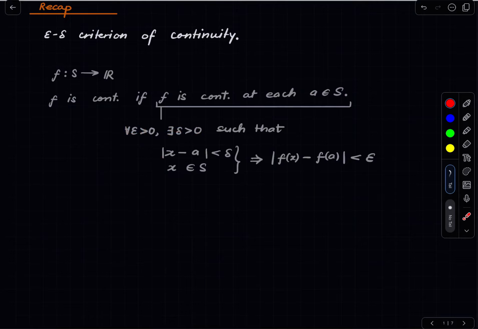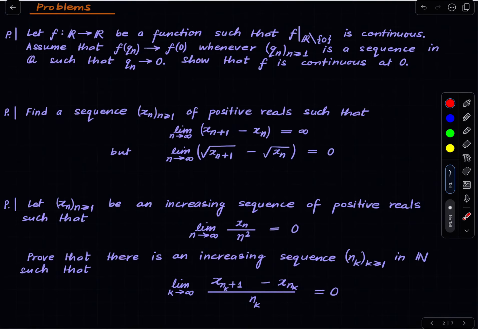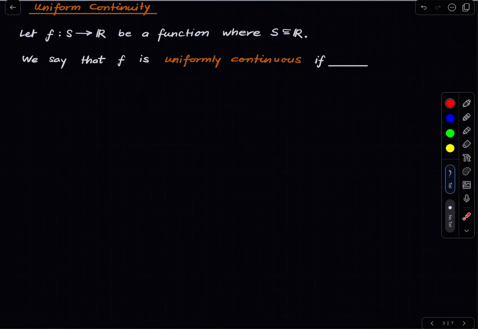So what I want to stress is that the choice of delta is contingent upon at which point we are talking continuity of the function. Okay. So with that, let us proceed. Here are some problems for practice. And now let us get started.